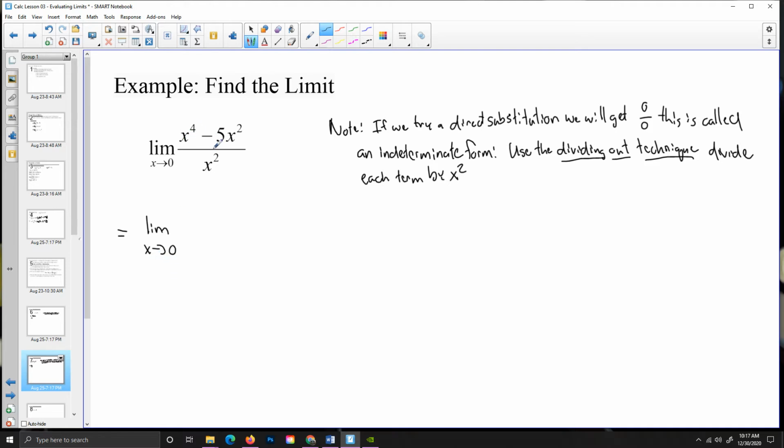But x to the 4th divided by x squared is just x squared. And then negative 5x squared divided by x squared is just negative 5. And then x squared divided by x squared is 1, but we wouldn't put anything over 1.